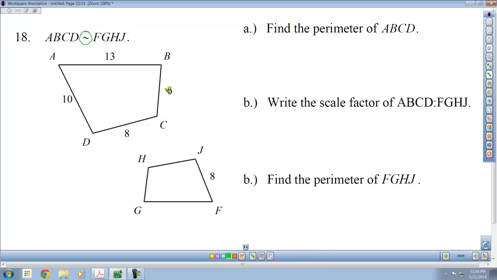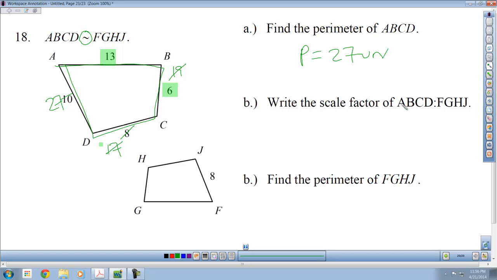Well, isn't the perimeter just adding up all four sides? So we're going to do 13 plus 6, that's 19, plus 8 more would be 27. It's 27 units to go all the way around the outside. The perimeter is 27 units.